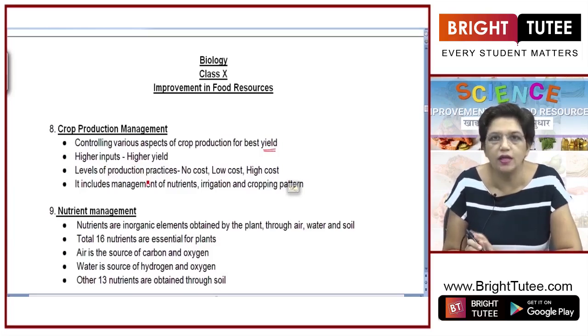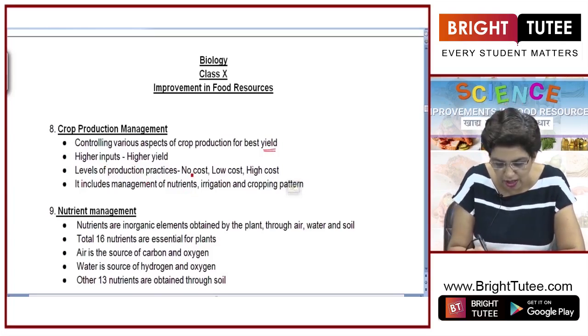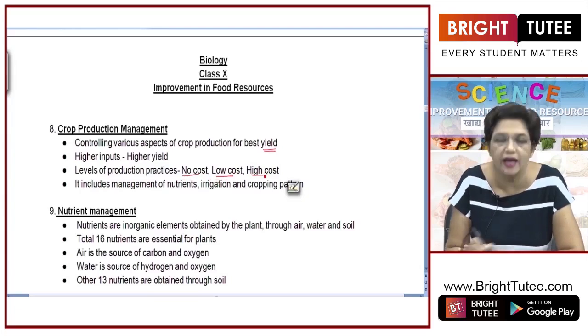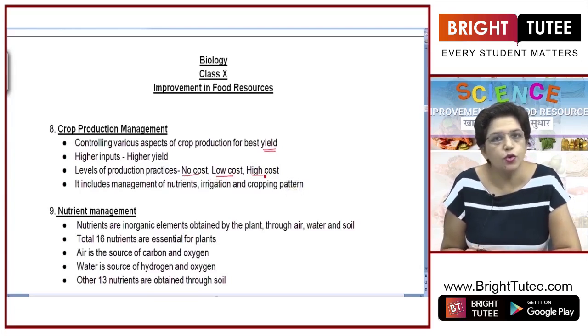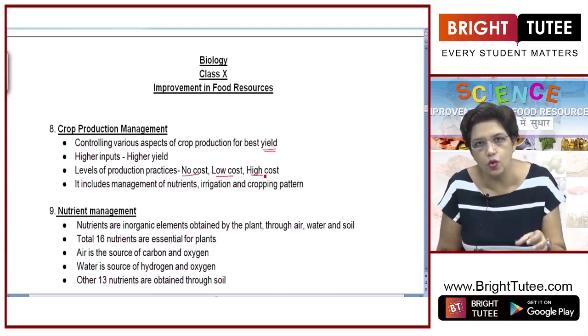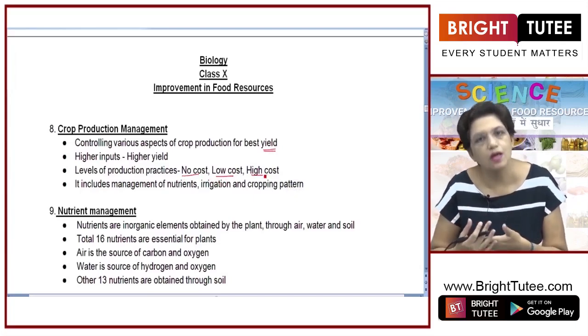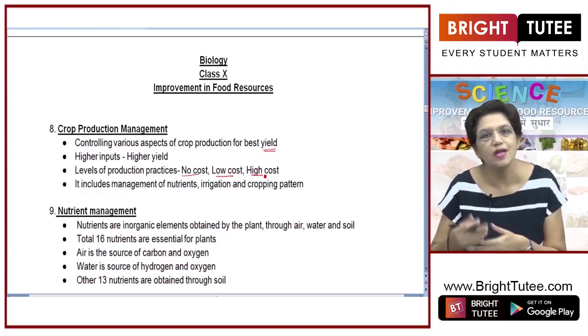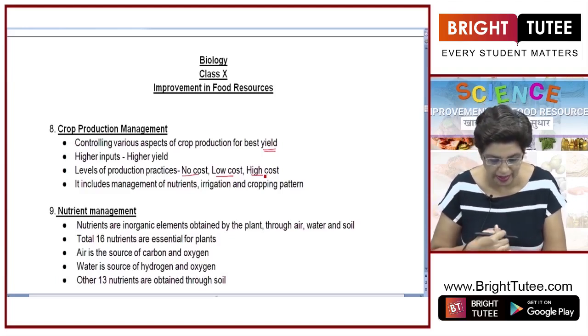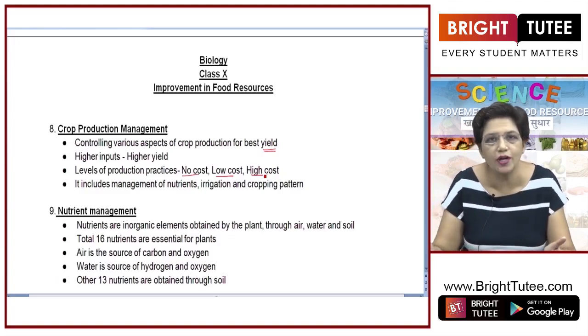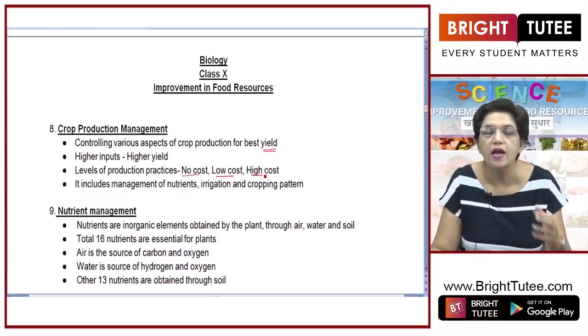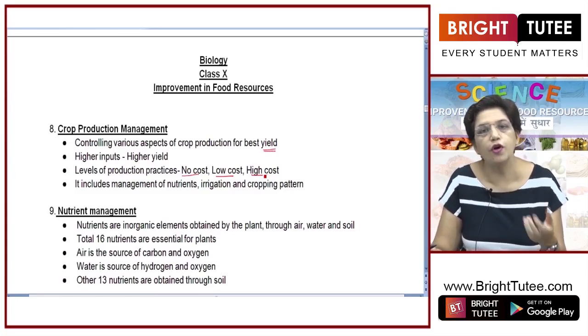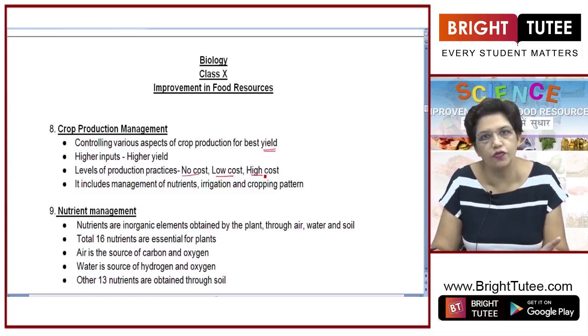So we say that higher inputs lead to higher yield. In India there are three types of production practices depending upon financial conditions: no cost, low cost and high cost production. If you are putting in low input, the yield will also be lower, and if you are putting in higher inputs, the yield will also be higher. So production management means that when the crops are growing, we are providing nourishment, we are providing water, and we are taking care of the crops for better quality and better quantity.